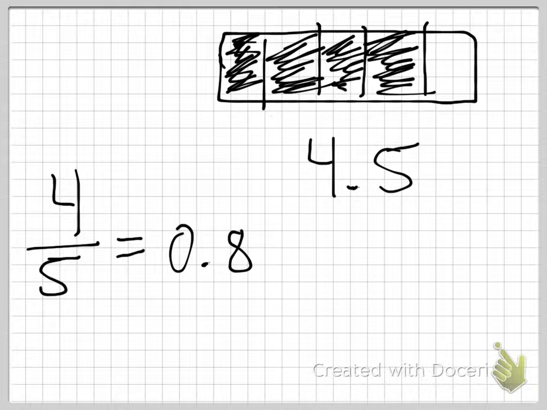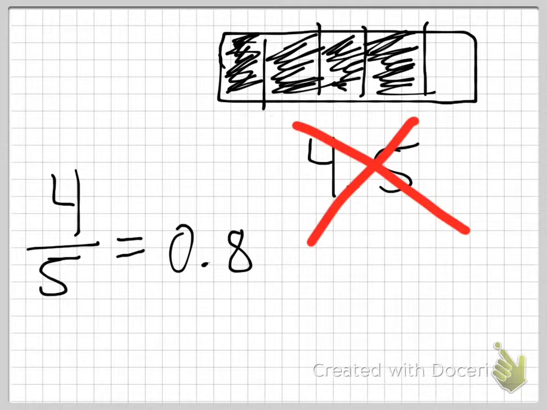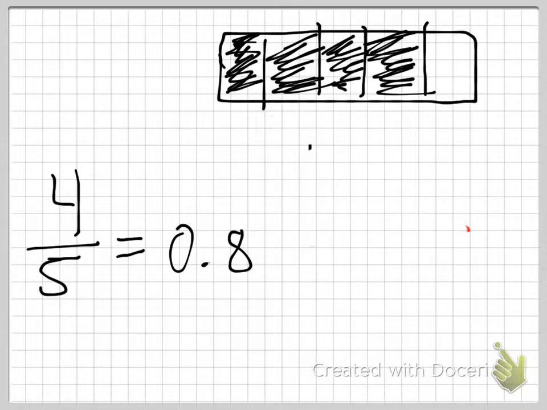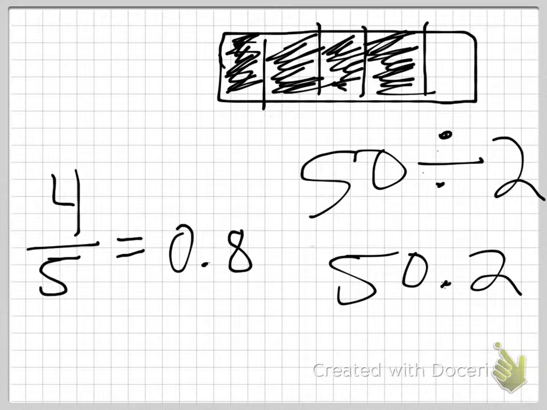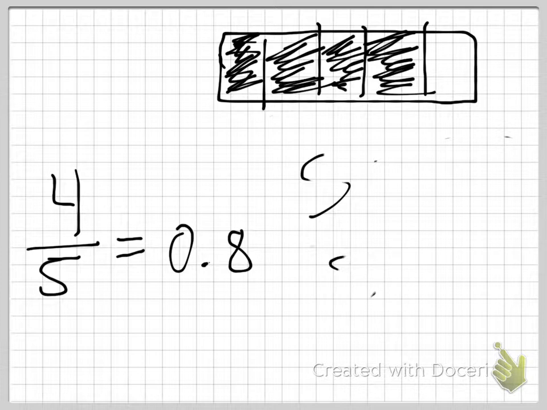This is a big no-no, okay? So you do not write that, ever. So I already gave the example of how in the do now, 50 divided by 2 is not 50.2. Okay, you need to get out of the habit of doing that. So what we're going to do is you're going to practice dividing problems. And I'm going to set up the problems for you.